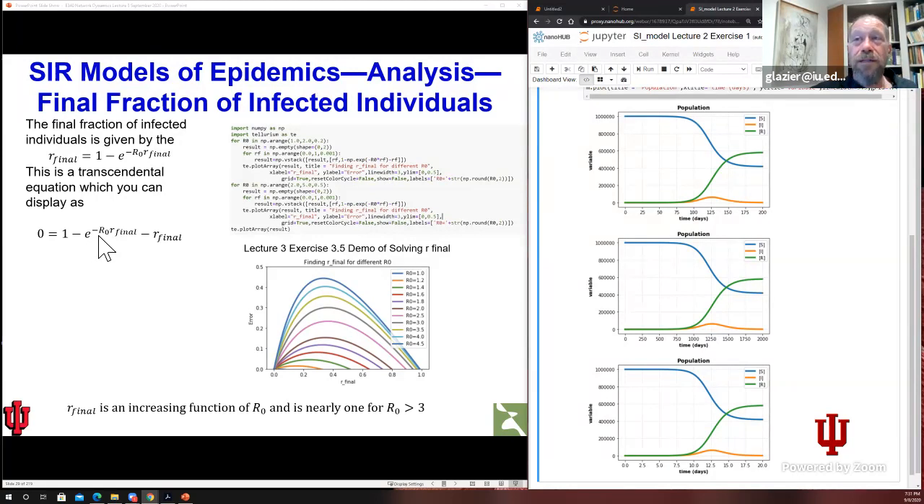1 minus e to the minus R naught R final minus R final. I'm going to plot that as a function of R final for different values of R naught. And the place that this crosses the 0 axis here is R final.